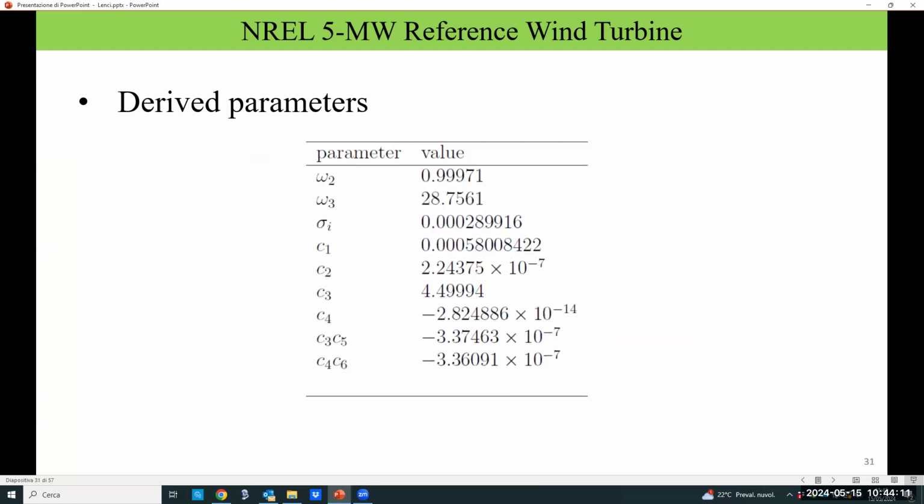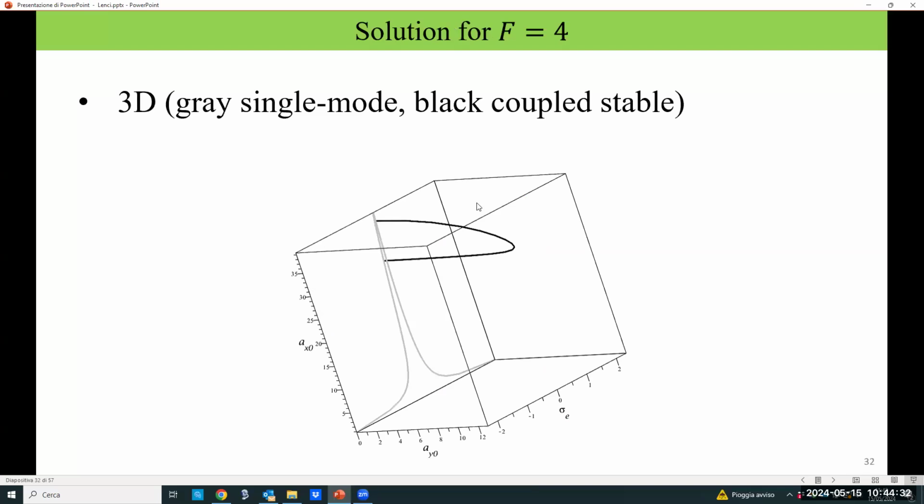And from these basic parameters, we have the derived parameters, the omega 2, omega 3, the tuning, and so on. You see the omega 2, how close it is to 1. And so you confirm that we have an internal resonance. And you see the omega 3, how large it is, confirming that this omega 3 is not a problem for us. Well, here is the first result. Here is the crosswind, so along this direction, along Y. This is along wind, along X.